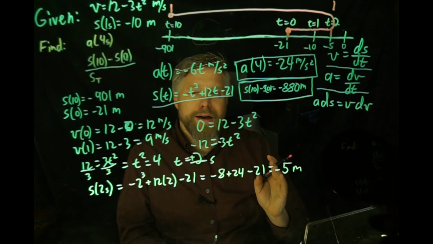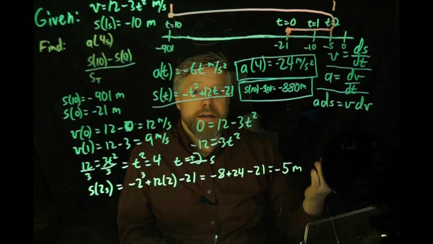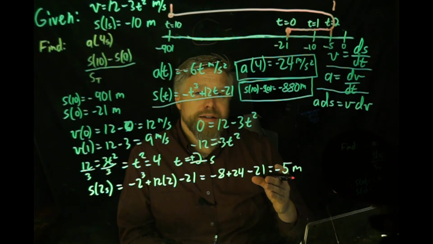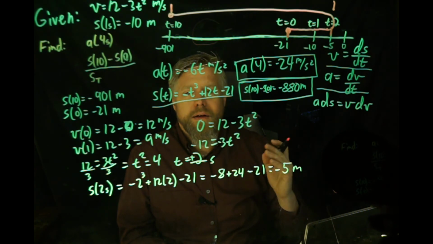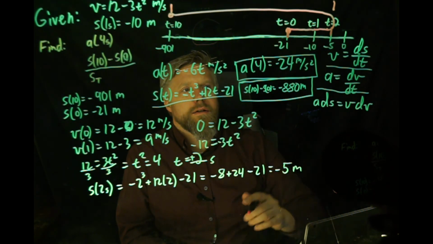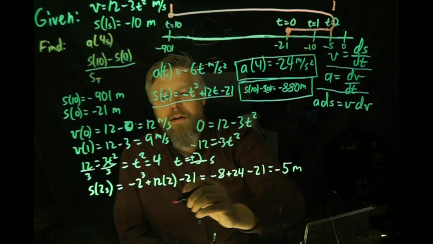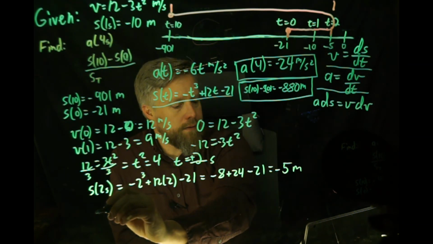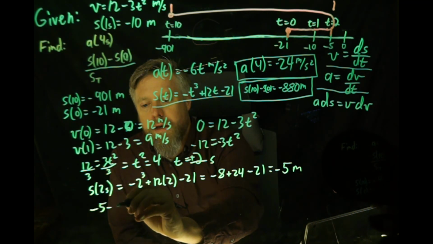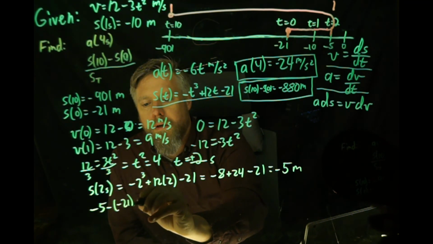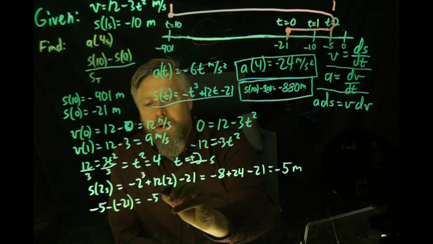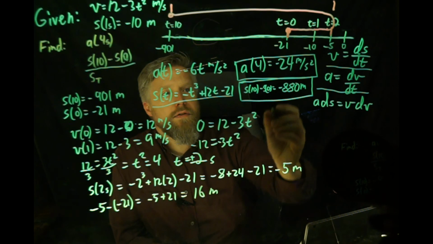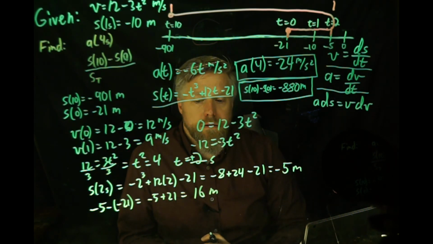For both of them, we're going to calculate it the same way: where we end minus where we begin. Even if we get a negative number, we're going to treat it as positive because it's distance traveled. So let's do that. Where we ended in this first segment is negative 5, minus where we started, negative 21, is the same thing as negative 5 plus 21, which would be 16 meters. That first segment, we traveled 16 meters.